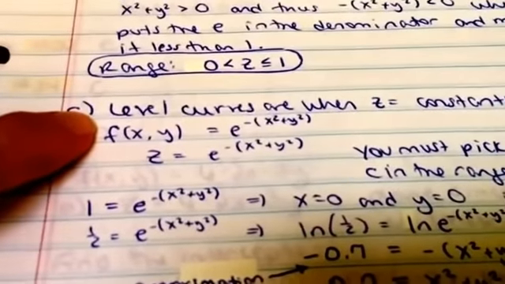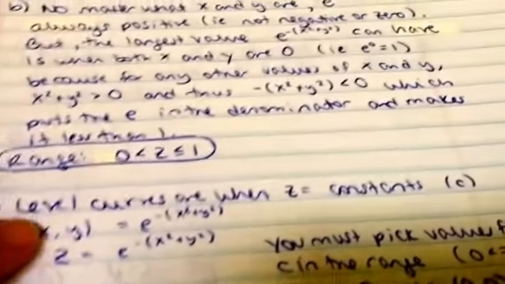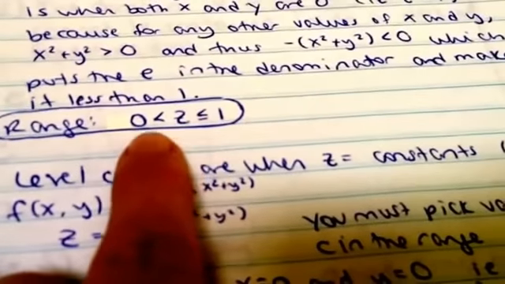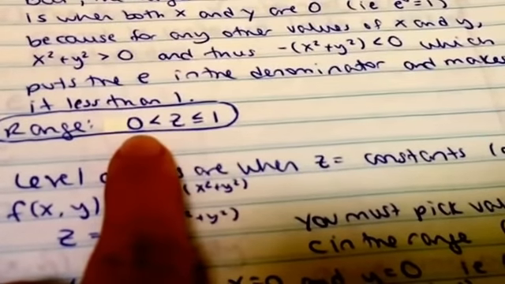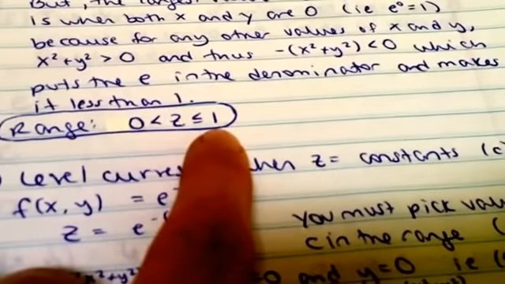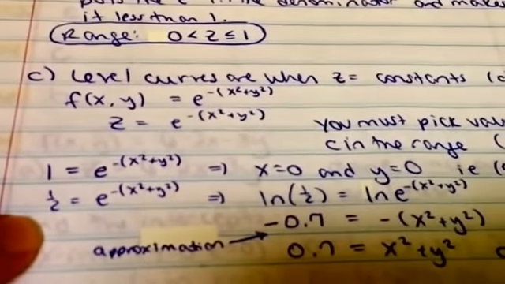All right, and then level curves, you're going to replace the f of xy with a z. Pick numbers for the z, but keep in mind, because the z can only be between 0 and 1, you can only pick things between 0 and 1. So you cannot pick 0, but you can pick 1, you can pick a half, you can pick fractions. So I picked 1 and a half.